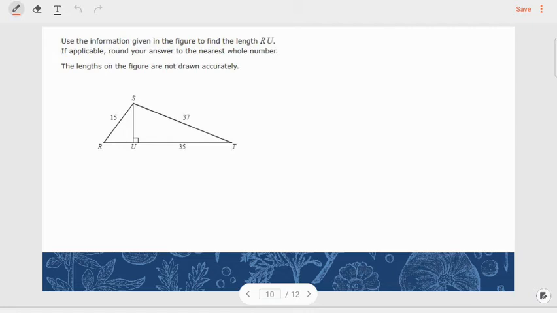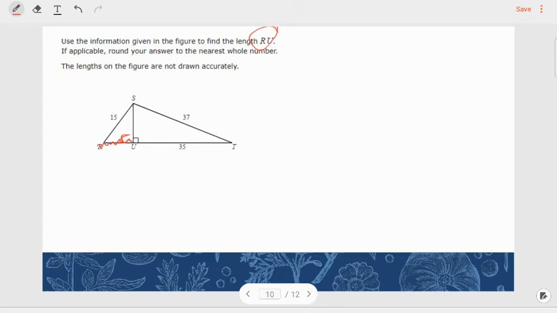In this example, you'll notice I have 2 right triangles. I've got this big right triangle and this smaller right triangle. My goal is to find the length of RU. Notice RU is this little section between here and here, and it's the only side length that's not measured. Now, how am I going to find that?